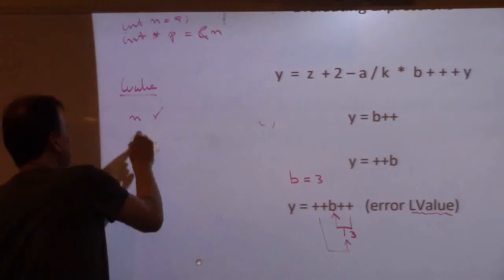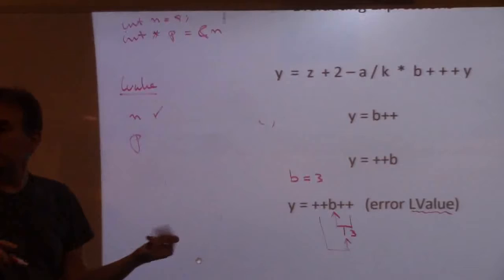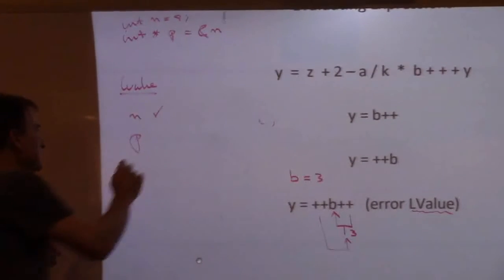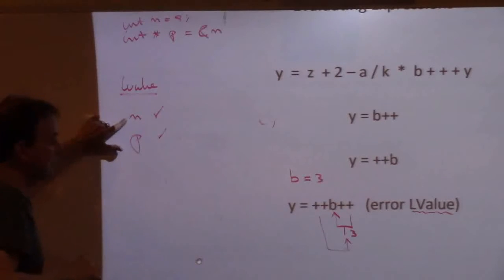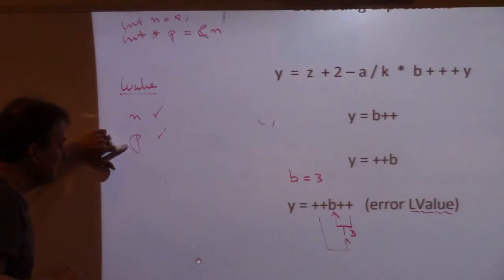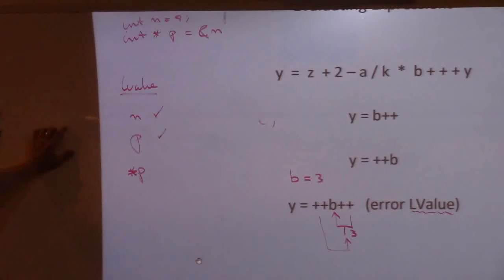How about p? Does p have an L value? Can p be on the left side of an assignment? Yes. We can assign it a value. The value will be an address. So the answer is yes. What type is n? What type is p? int, and int pointer. And what type is star p? It's an int. Does it have an L value?